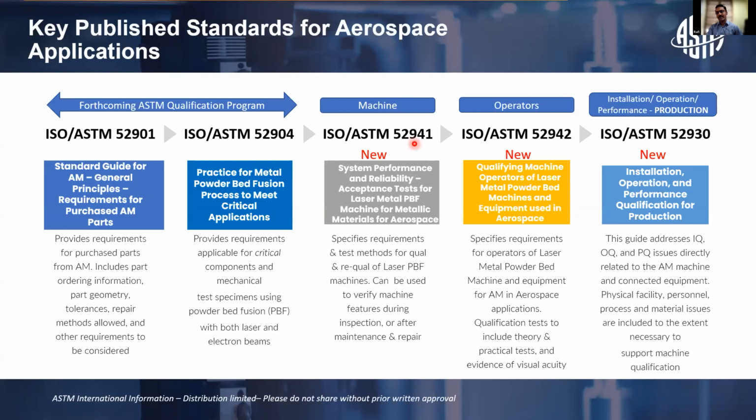I'll detail this standard later, which talks about testing or accepting a machine, or a portable machine, that can be used for aerospace applications. Then comes the operator certification. It's ISO ASTM 52942, another new standard which is there to certify an operator. And finally, we have the installation qualification. There's another standard called ISO ASTM 52930. This is the standard for performing different qualifications across different levels.